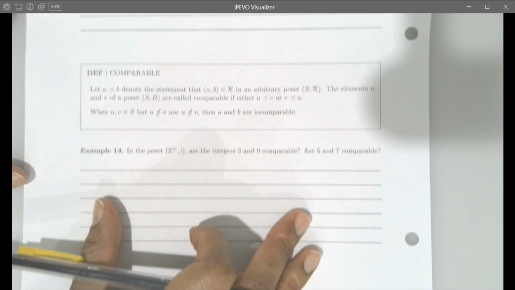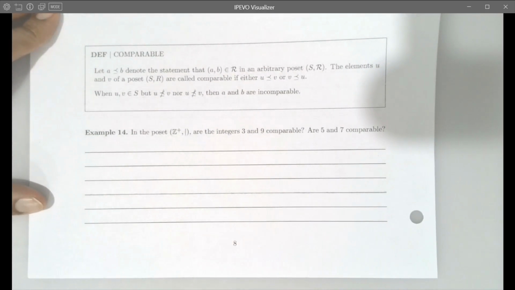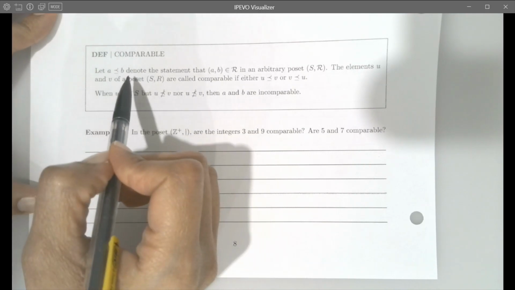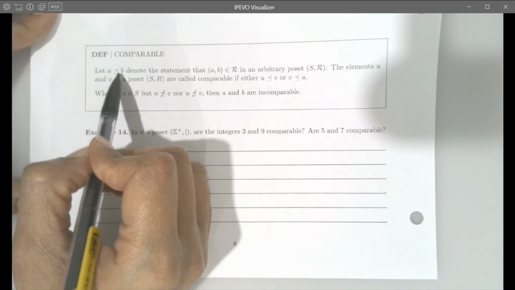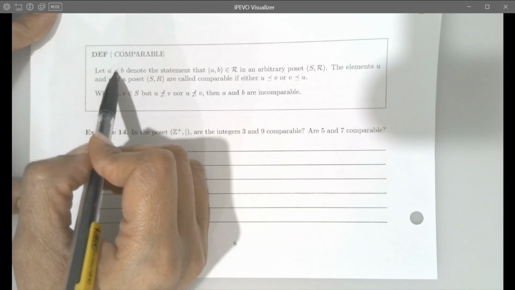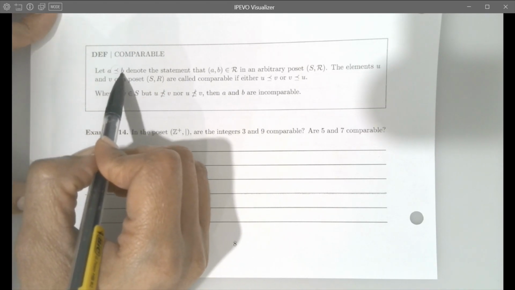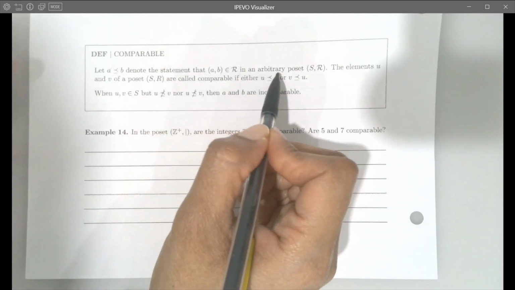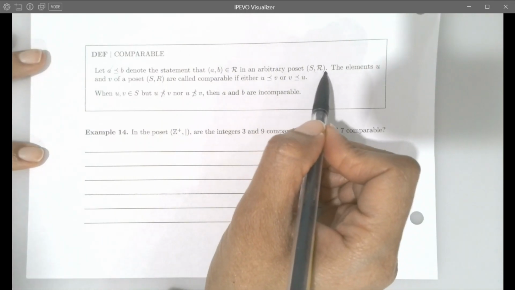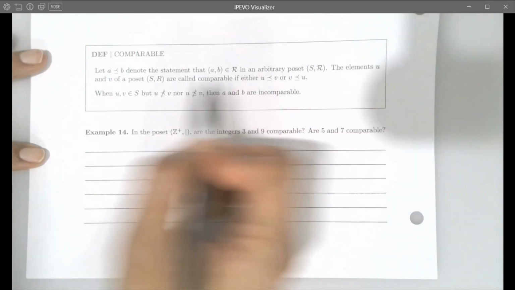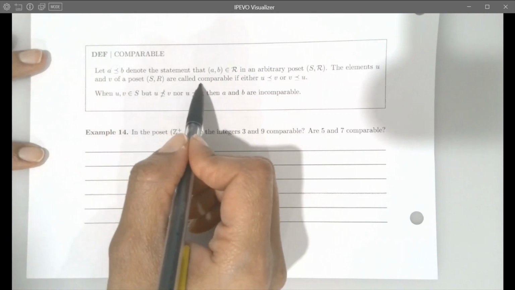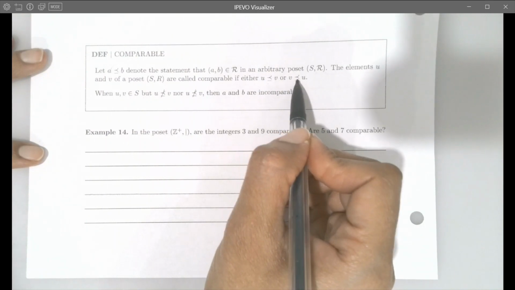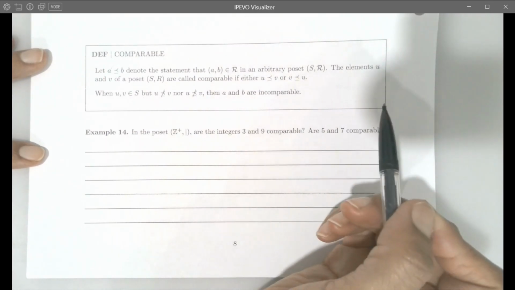Okay, so that brings us to the definition of comparable. We're going to let A precede B, with this symbol, with the possibility that they are equal, to note the statement that (A, B) is in R in an arbitrary poset (S, R). The elements U and V of a poset are called comparable if either U precedes V or V precedes U, with the possibility that maybe they're equal.